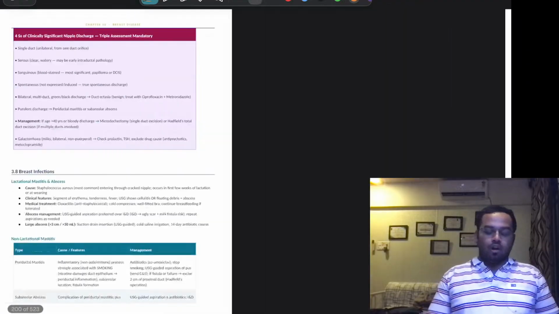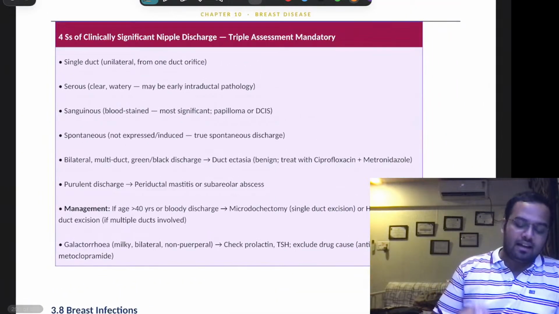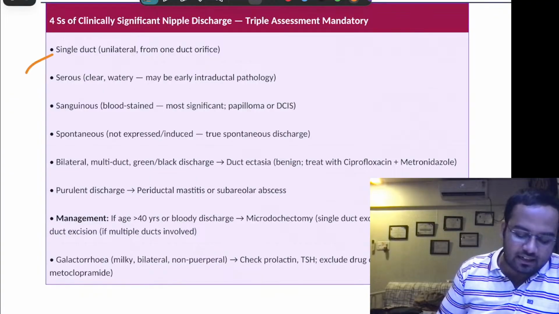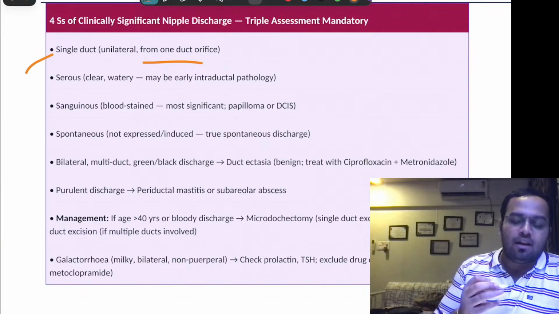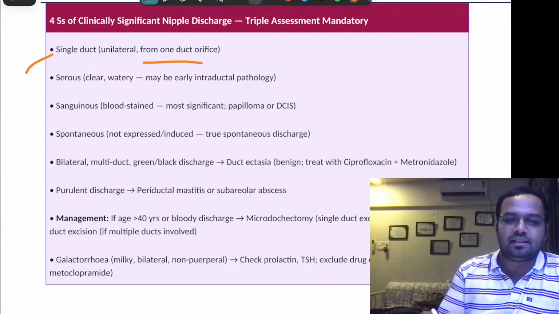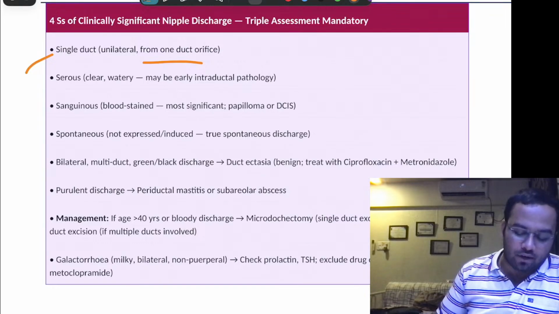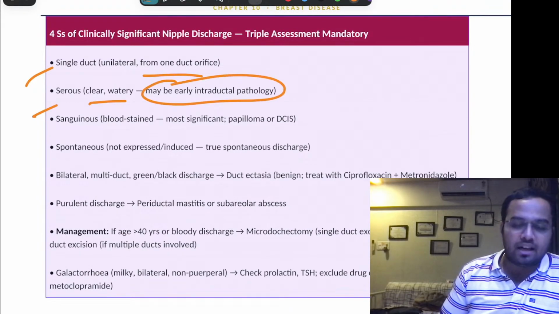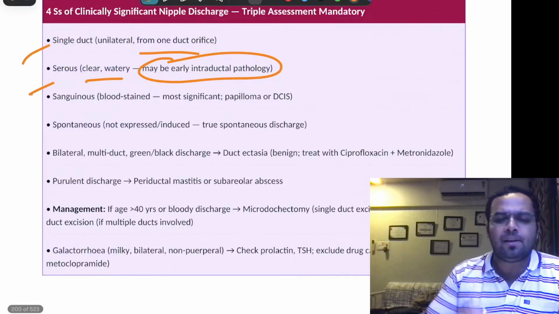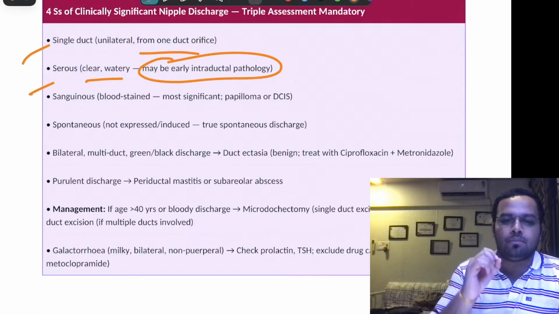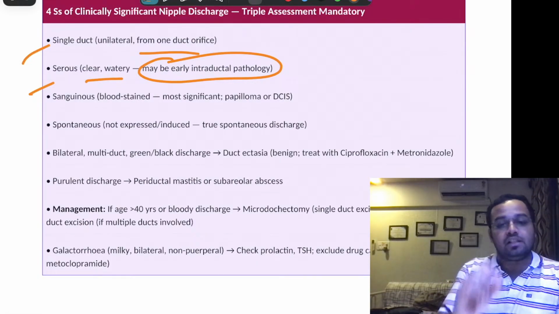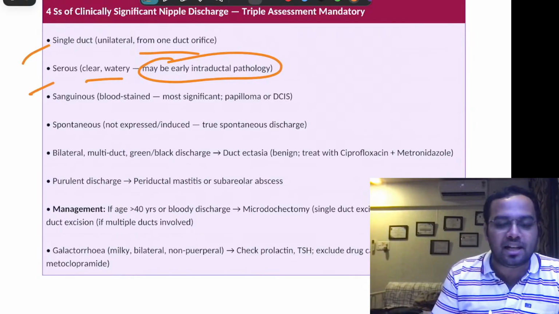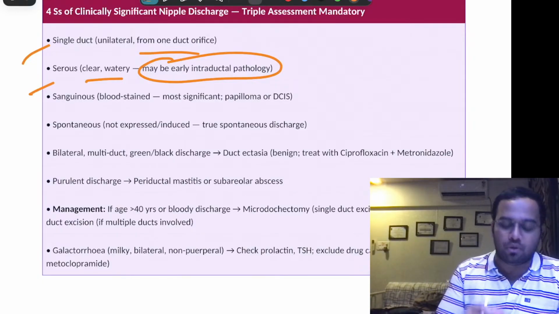So now we are going to talk about, yes, clinically evident nipple discharges. So nipple discharge कैसे कैसे हो सकता है. So it is a single duct nipple discharge from one duct orifice, or it might be multiple duct discharges. So single duct discharge, unilateral from one orifice, it might be serous, clear, watery, and maybe because of intraductal pathology as well. So how is breast malignancy going to have a nipple discharge? So the most common nipple discharge in a breast malignancy is always serous, not a bloody nipple discharge. Sir, bloody nipple discharge most commonly किस में दिखेगा? तो it might be seen in a duct papilloma. We are going to talk about it.